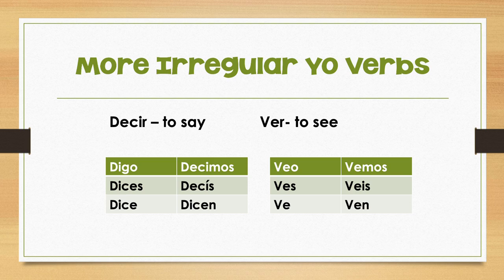Much like that, we have decir. Decir is a go verb. It's also an E to I boot verb. So the I goes all the way up to the yo form. Digo, dices, dice, decimos, decís, dicen.